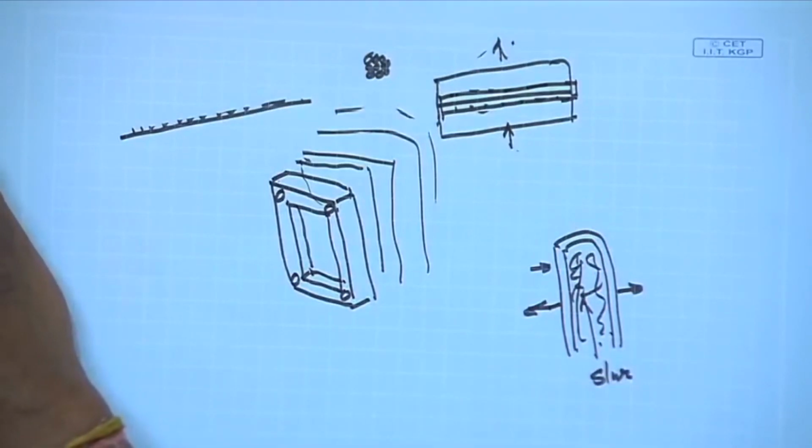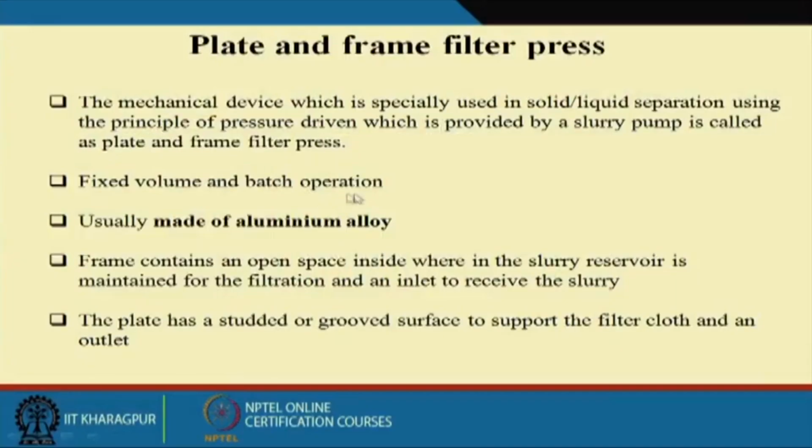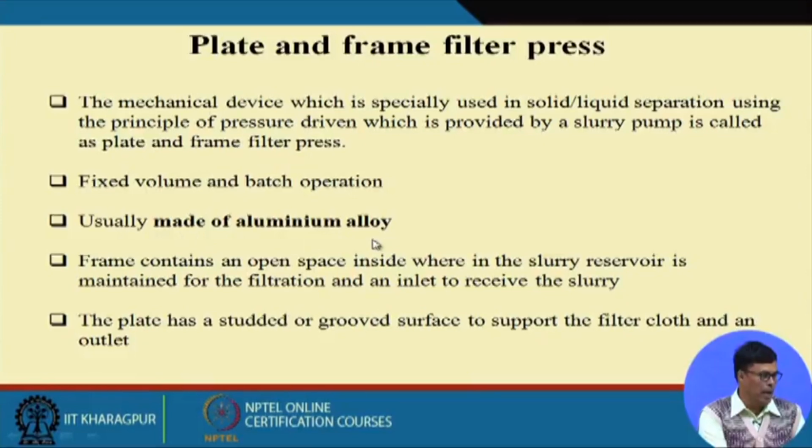So fixed volume and batch operation. This is usually the batch operation, usually made of aluminum alloy. The frame contains an open space inside where the slurry reservoir is maintained for the filtration and inlet to receive the slurry. The plate has a studded or grooved surface to support the filter cloth and outlet. So I told you the wooden thing can be made of aluminum also.